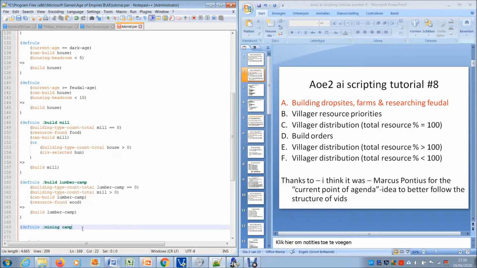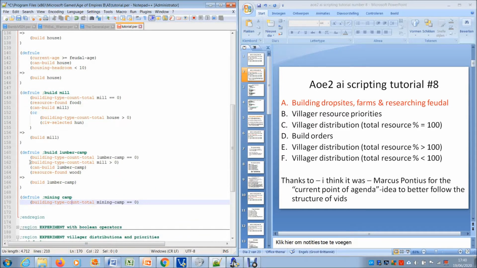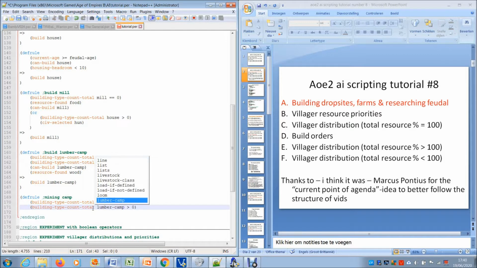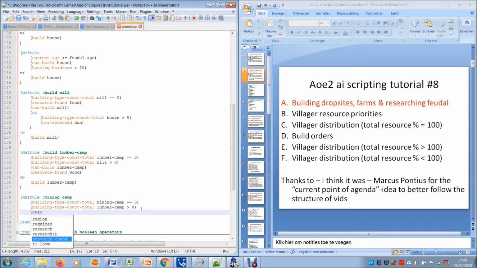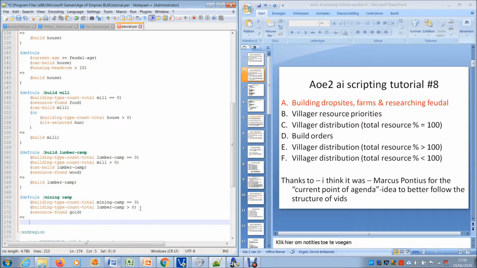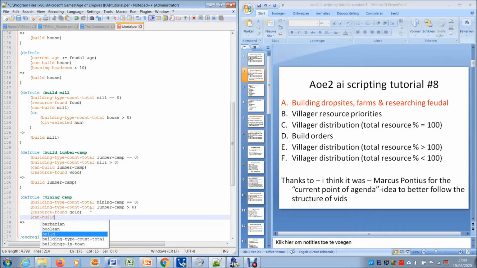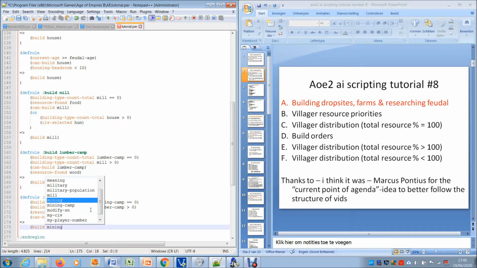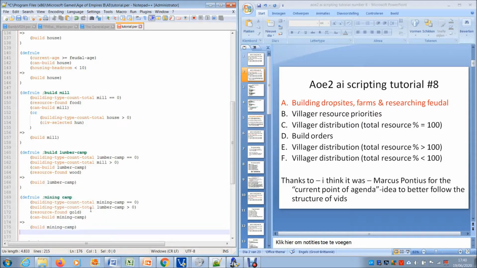Okay, so building type count, and I could have just copy pasted all this. Mining camp, we don't have one yet. We want to build a mining camp after we got a lumber camp. Of course, we don't want to build a mining camp anywhere, only once it's found gold. And we forgot one of the most important facts: can build mining camp. This will reduce the number of bugs. The can build function. Build mining camp. Okay.